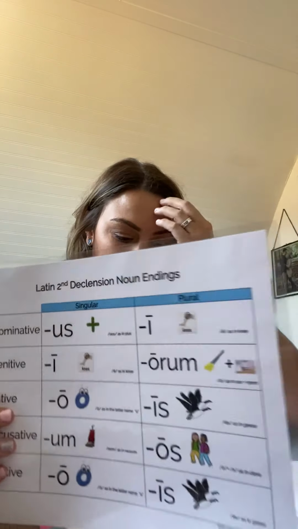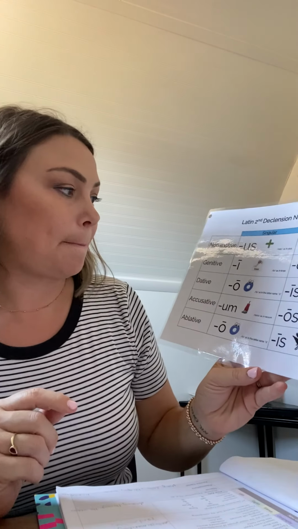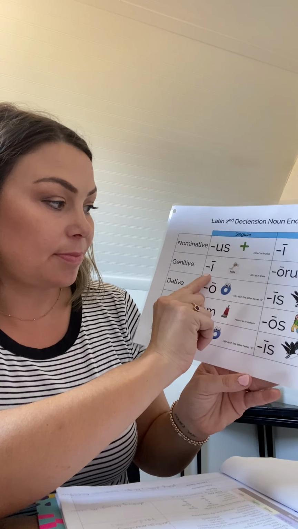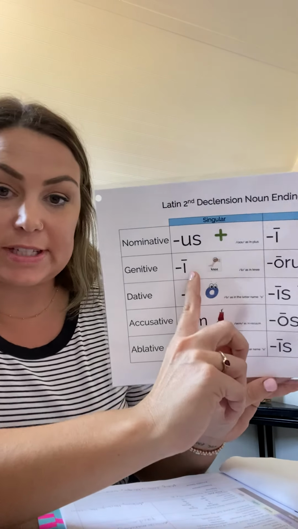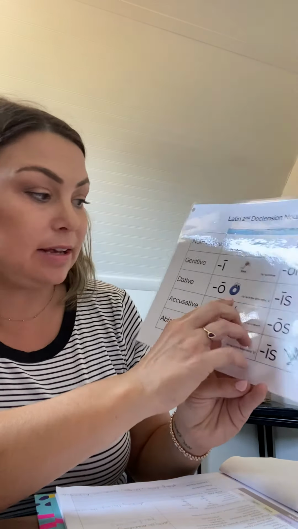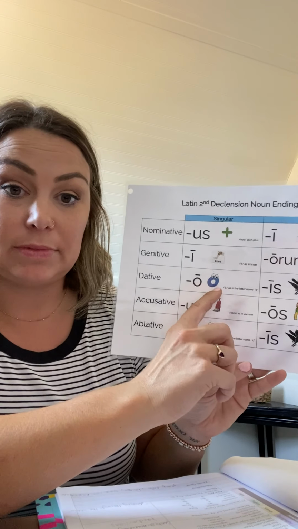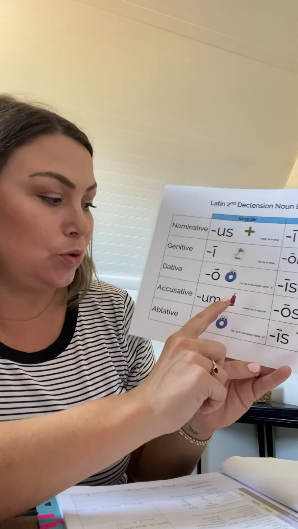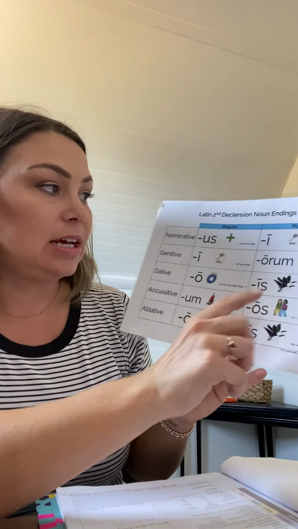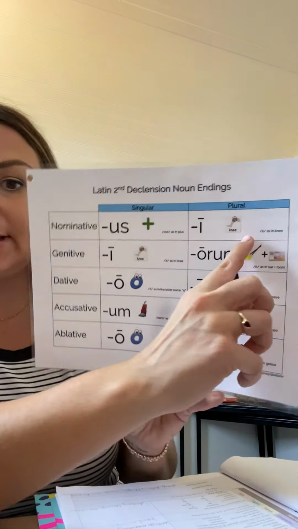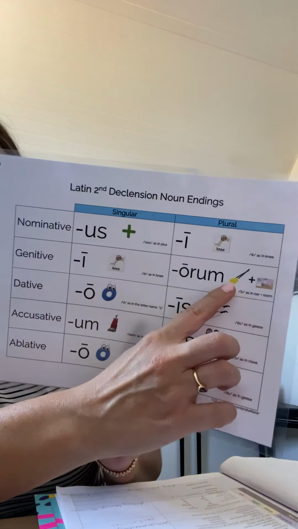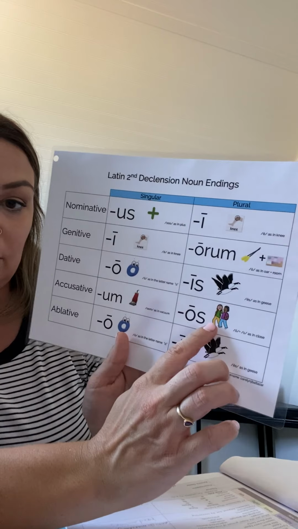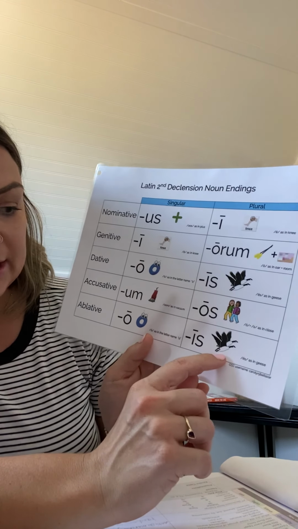So it goes, to the tune of Dashing Through the Snow: us, like plus, us, E, even though it looks like an I, the sound is E, like me. This is O, like an O is shocked. I'm sorry, like vacuum. And this is O again. And then plural is I, once again. Orum is like an or. Ease, like geese. Us, like we're walking, us, and ease, like geese.